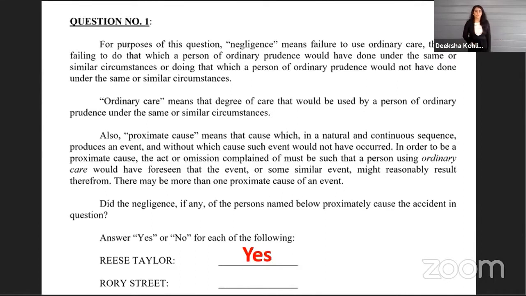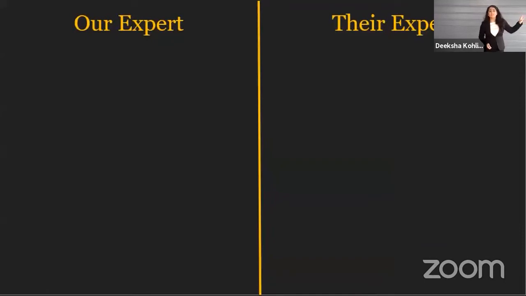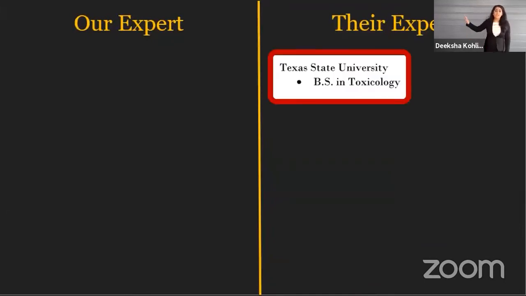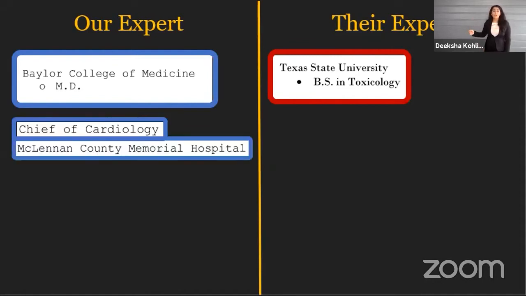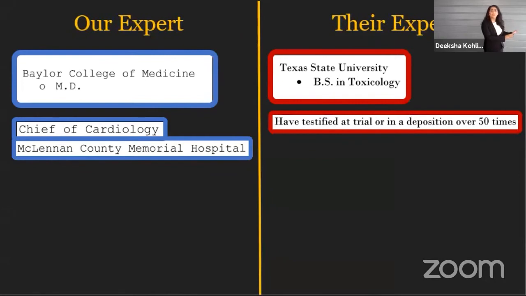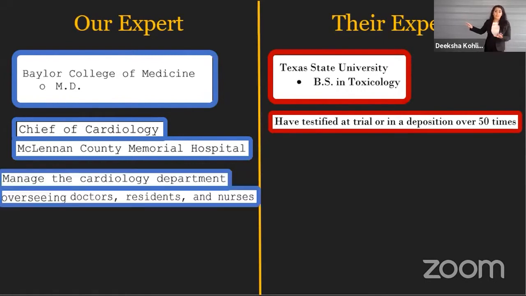So let's consider the credentials. Their expert has a bachelor's in toxicology. Ours has a medical degree from Baylor. Their expert is a toxicologist whose CV doesn't even mention lab work. Our expert is the chief of cardiology at McClellan Memorial. Their expert travels around the country working with lawyers. Our expert stays here in Waco working with doctors. The defense's case requires a comparison of the experts, but there's no comparison. The defense has failed to meet their burden.